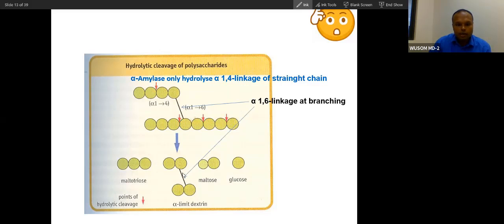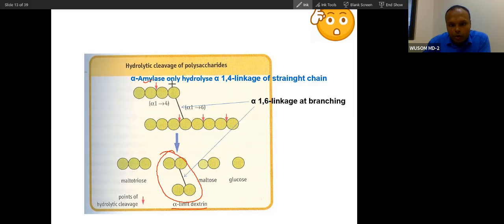So this is the reason you will get a tetrasaccharide here. This is called alpha limit dextrin. A limit is there, and that is why this limits the 1,6 bond, and that is how you can remember the name limit dextrin. This limit dextrin is not digested by amylase. This requires brush border enzymes.